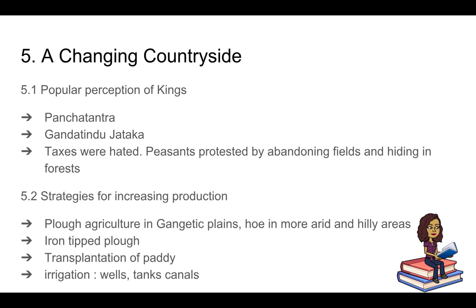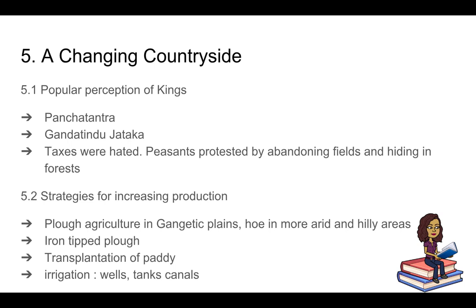Transplantation of paddy was another excellent innovation. This made sure that the paddy plants had a better chance of survival and therefore increasing the yield of rice. The fourth strategy was, of course, irrigation through wells, tanks, and canals.